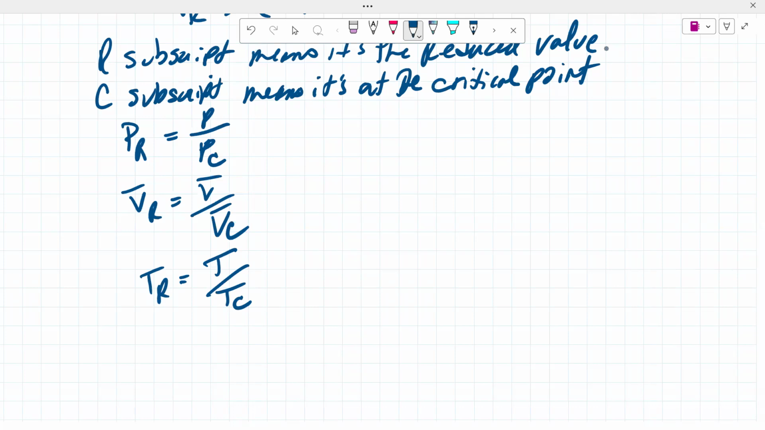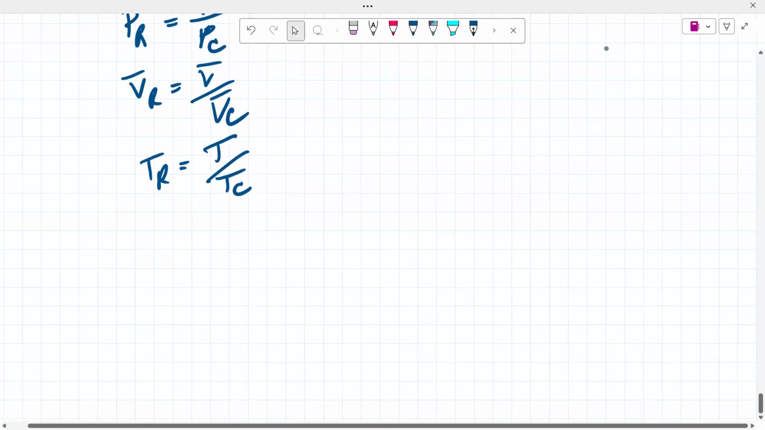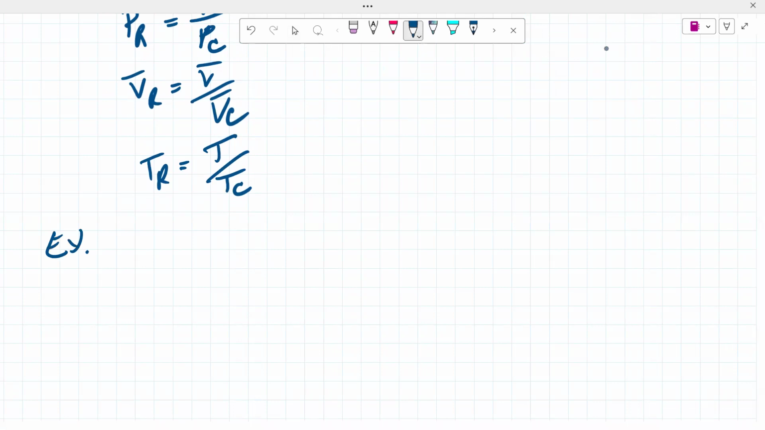So this says that all gases behave the same under their corresponding states relative to their respective critical points. So what you might want to know then is how do we calculate this stuff? Compute the corresponding states.